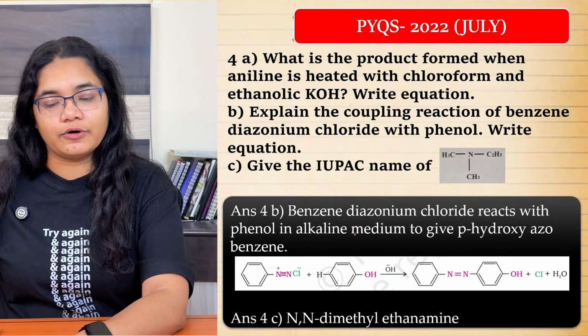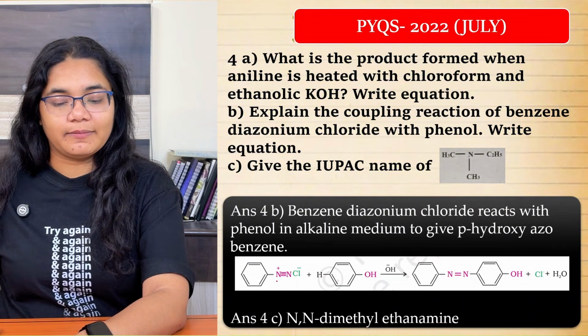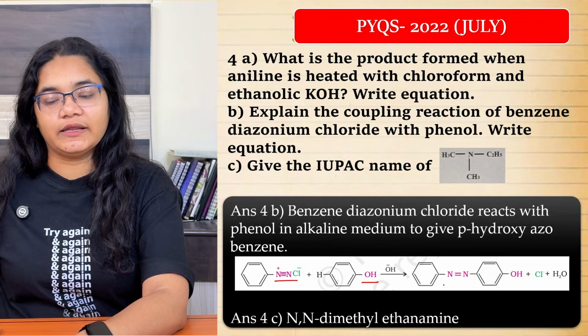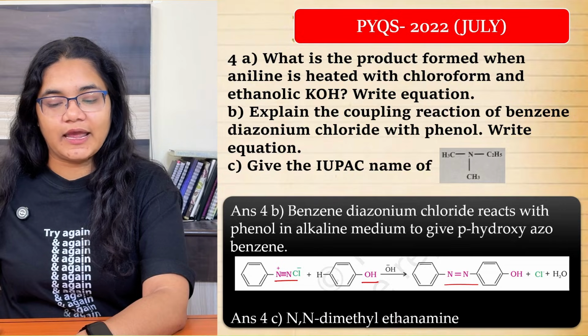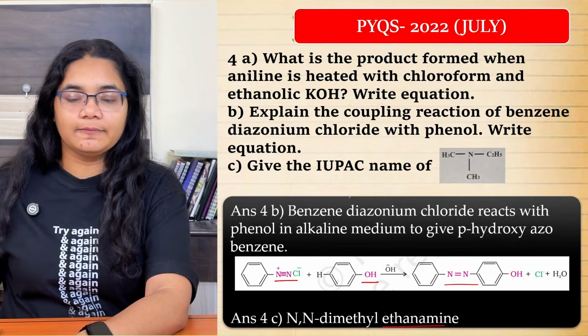The B question we have already discussed, but again I'll show you. With benzene diazonium chloride and phenol, you will get para-hydroxyazobenzene. Next, the IUPAC name of this compound will be N,N-dimethyl ethanamine. Okay, now we are done with the previous year questions.